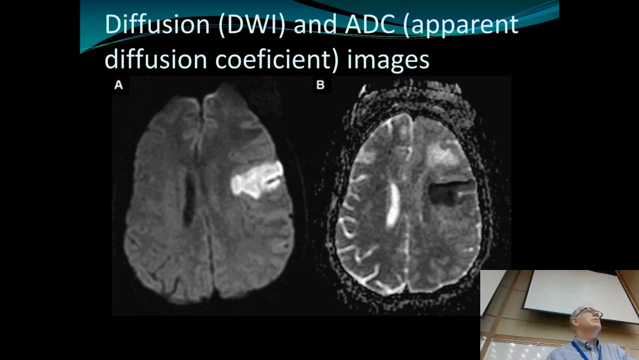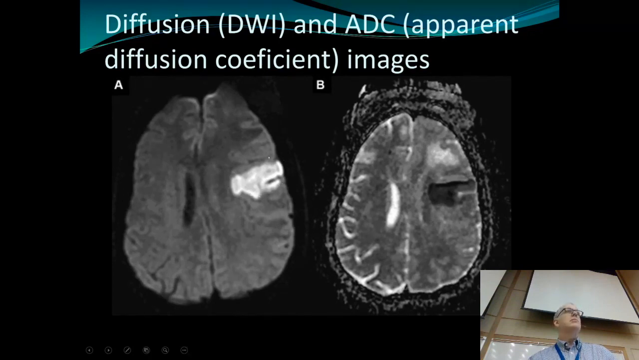It doesn't show up for a long time on a CT. And likewise, the other images like T1 and T2 take some time to show up. But DWI and ADC are great for acute ischemia. And so here is a DWI image. And so ischemia shows up as something bright on DWI.